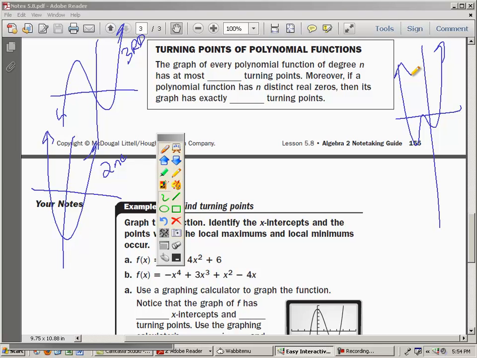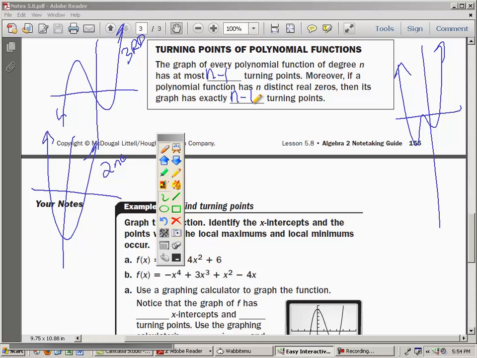All right, so the graph of every polynomial function of degree n has at most n minus 1 turning points. Moreover, if a polynomial has n distinct real zeros, then it has exactly n minus 1 turning points. All right?